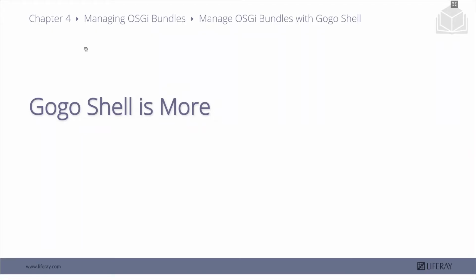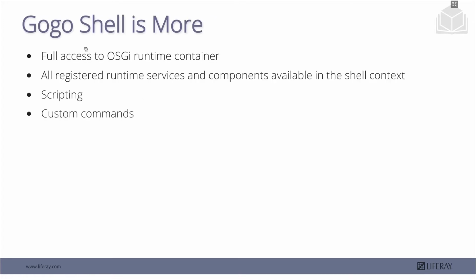So now that we got to play with the Gogo shell a little bit, the Gogo shell is more than just a debugging tool. The Gogo shell actually allows us to do a lot of cool different things. The Gogo shell allows full access to the OSGi container. So not only can we just take a peek at our bundles, we can actually do things to them, right? We can install them, uninstall them, stop them, start them. We have a lot of control inside of the OSGi container via the Gogo shell, right?